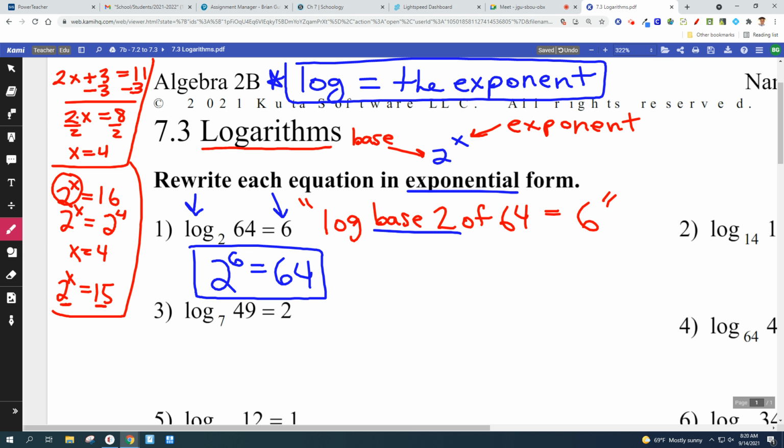So then if you look at number 3, the base number is this 7. And since a log equals an exponent, 2 is the exponent, we've got 7 squared equals the other number, 49. That's what we do over and over and over again.